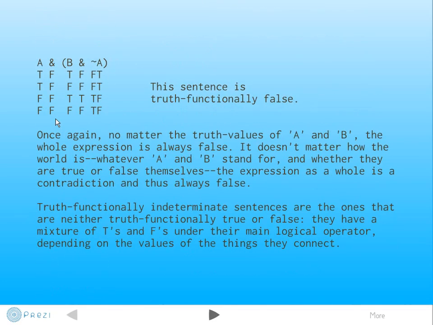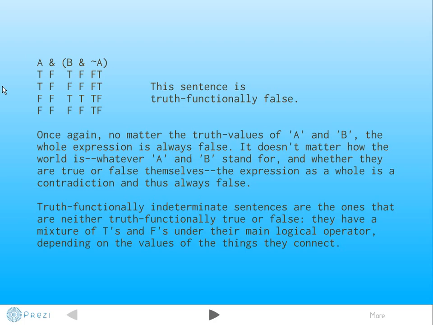And this sentence is truth functionally false. Once again, no matter what the truth values of A and B are, the whole expression is always false. It doesn't matter how the world is, whatever A and B stand for, whether they're true or false themselves, the expression as a whole is a contradiction and thus always false. Truth functionally indeterminate sentences are the ones that are neither truth functionally true nor false. They have a mixture of T's and F's under their main logical operator, depending on the values of the things they connect.